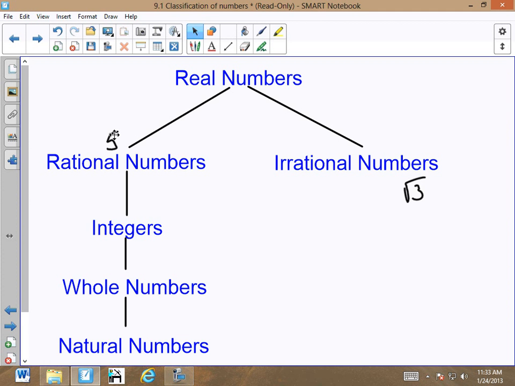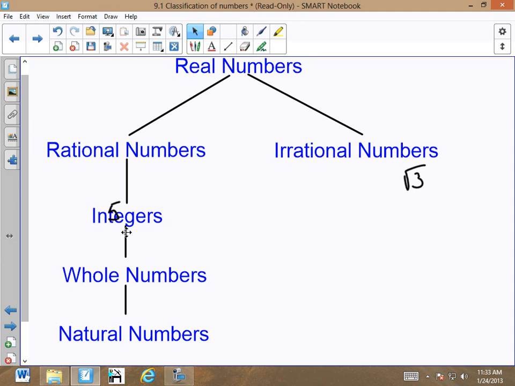Now, I keep going until I stop. Look at your classifications. Is 5 an integer? Yeah, it can be written as a fraction, but it can also be written as a number that's not a fraction. So it is an integer. Is it a whole number? 0 and positives are whole. Is it a natural number? So this gets classified real, rational, integer, whole, natural.